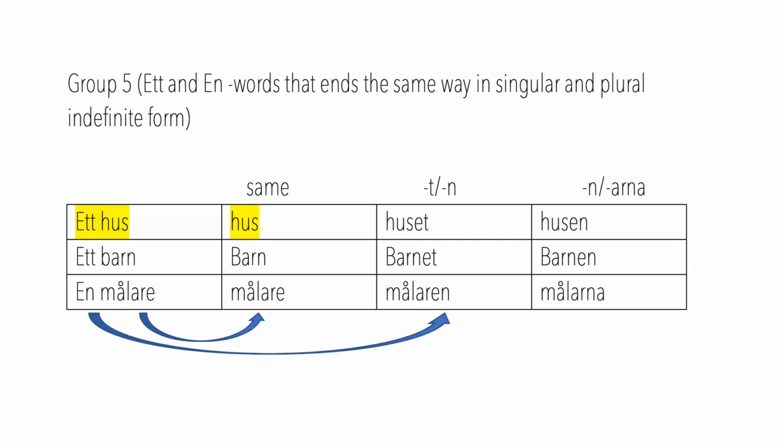And then we have an en word too, and that's a bit different when you conjugate the singular definite form or the plural definite form. Let's look at that. En målare, a painter. Flera målare, several painters. Den målaren, that painter. De målarna, those painters.